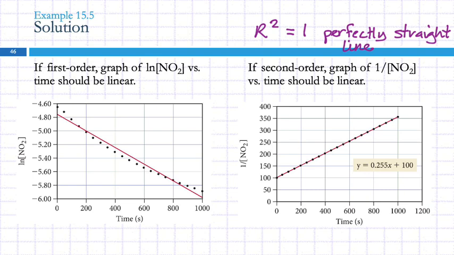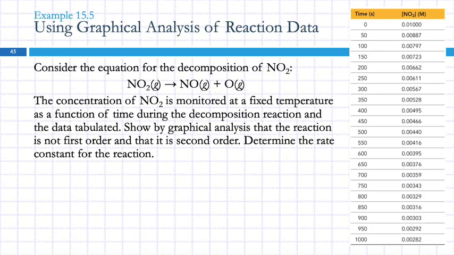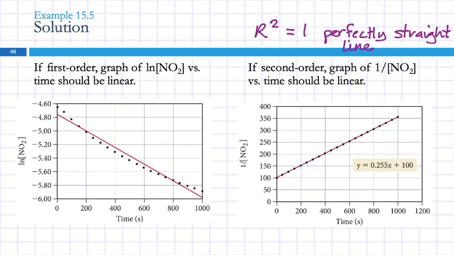Okay, so any questions about that? We determine it's second order by graphing the data. Okay, let's show by graphical analysis the reaction is not first order and that it is second order. Okay, so we're supposed to find the rate constant. How do we do that?